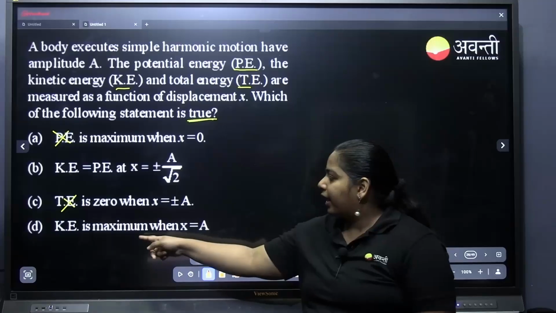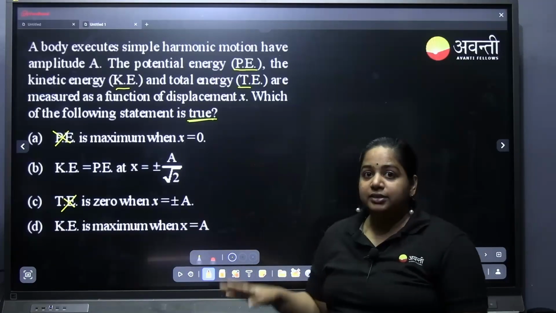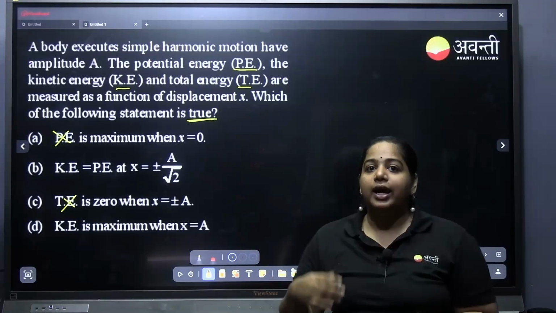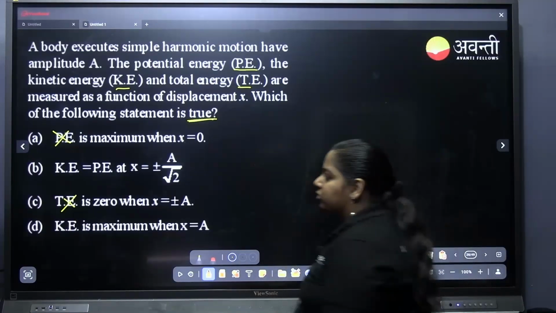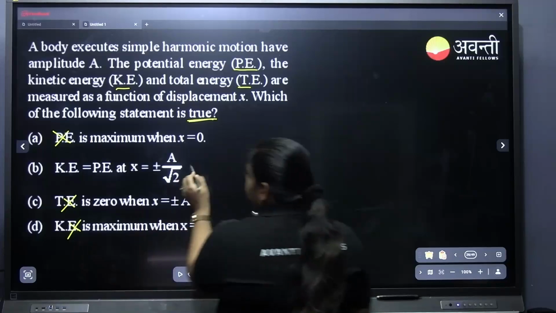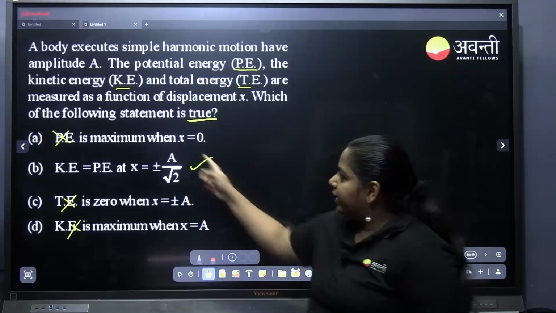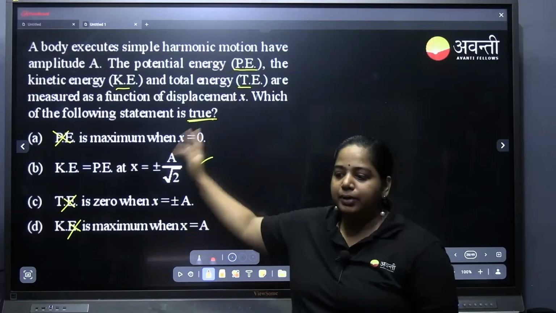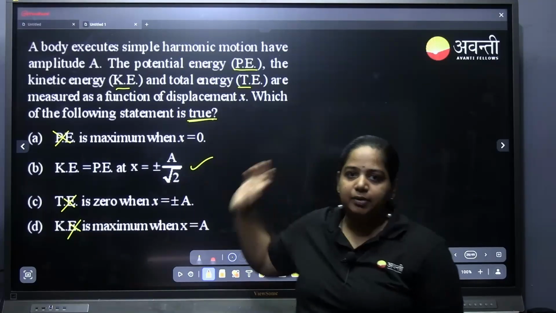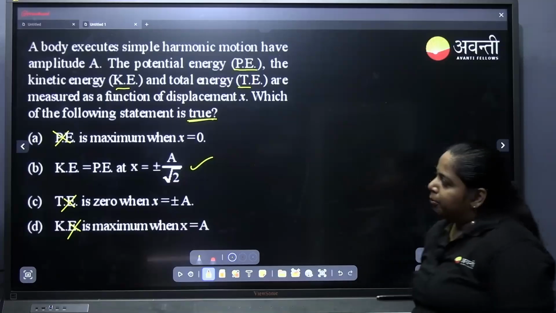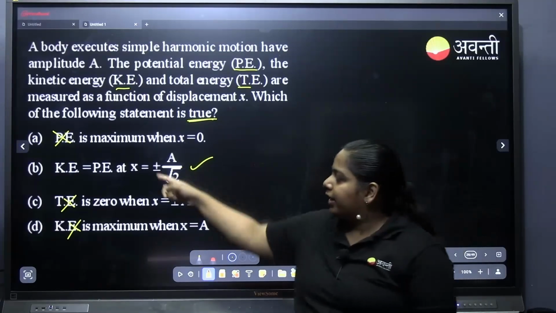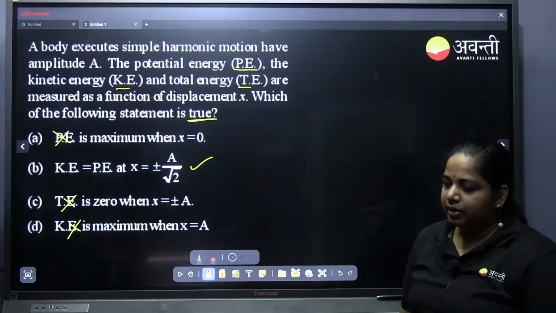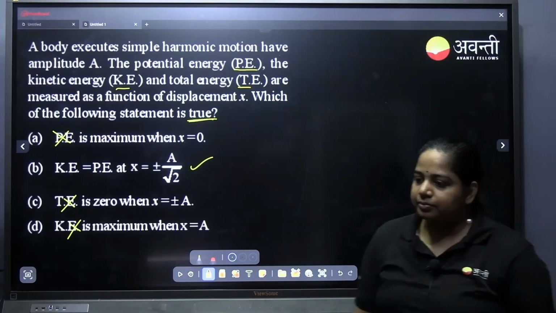Among the others, kinetic energy is said to be maximum when x equal to A. But at the extreme position, velocity is 0, so kinetic energy will be 0 there. So this is also wrong, then this is true. You don't have to calculate it, even by eliminating other options, naturally this will become the correct one. But even if you substitute by putting x equal to A by root 2, you will get the correct answer only. Is that clear for all?